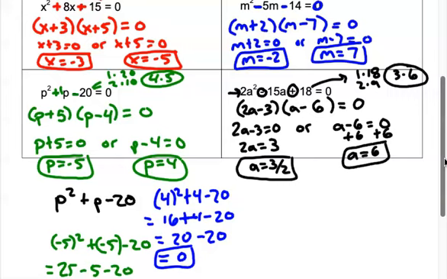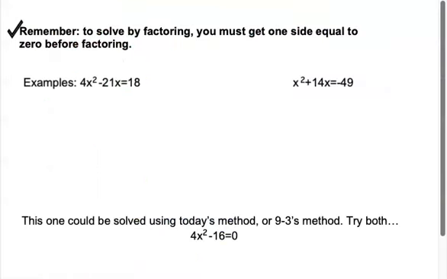So what we talked about was factoring and solving by factoring. So solving by factoring is when we have the equation set equal to 0, and we use that to try to solve for those x-intercepts without having to graph it. Okay. Remember, to solve by factoring, you must get one side equal to 0 before factoring. One side has to equal 0 before you factor.